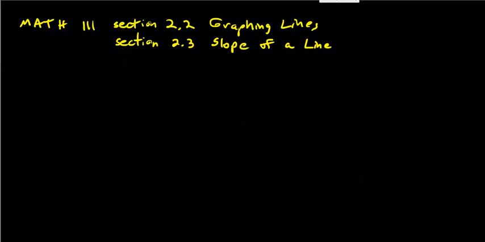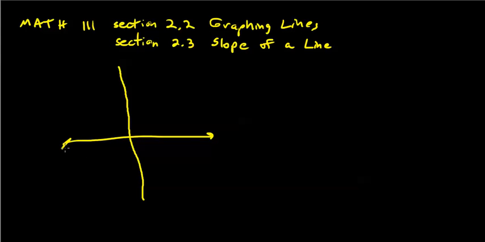Good morning. Today we're going to talk about Math 111, Section 2.2, graphing linear equations, or I call it graphing lines, and also kind of cover Section 2.3, slope of a line. I'm going to assume that we all know about the Cartesian coordinate system, in other words, the XY plane, and basically your solution sets here will be two-dimensional, so we can graph things now in two dimensions.